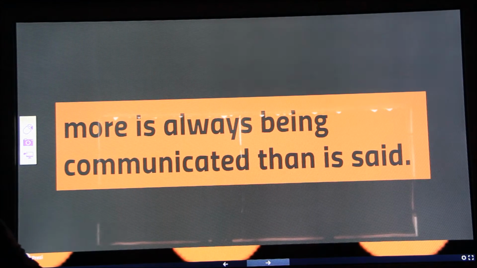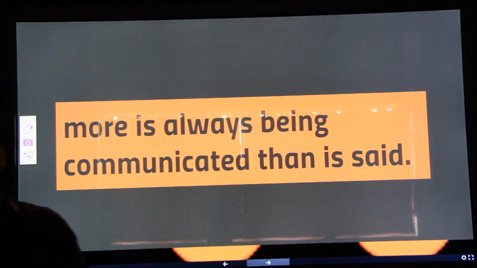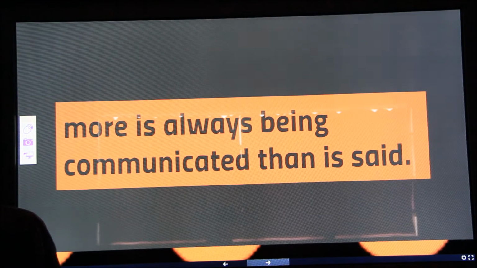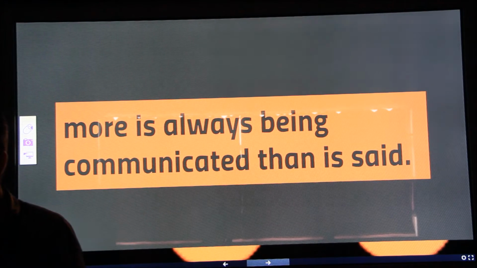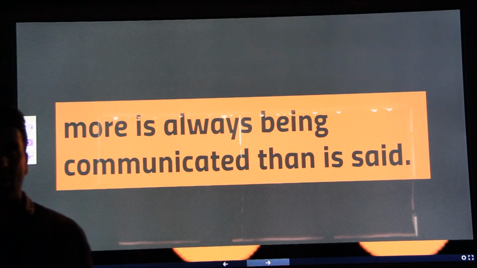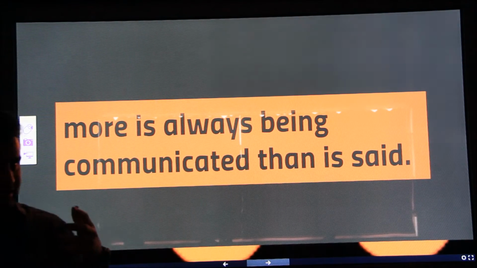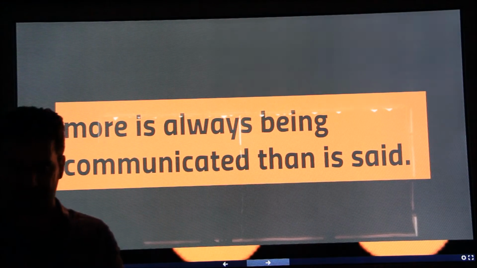More is always being communicated than is said. We communicate more than we explicitly utter. As in the previous example, I didn't tell him directly, you left the door open and you were supposed to close it, but you didn't close it. Go and close the door. I didn't say this, but I tried to intend this. I tried to communicate and to intend this. Is that alright?